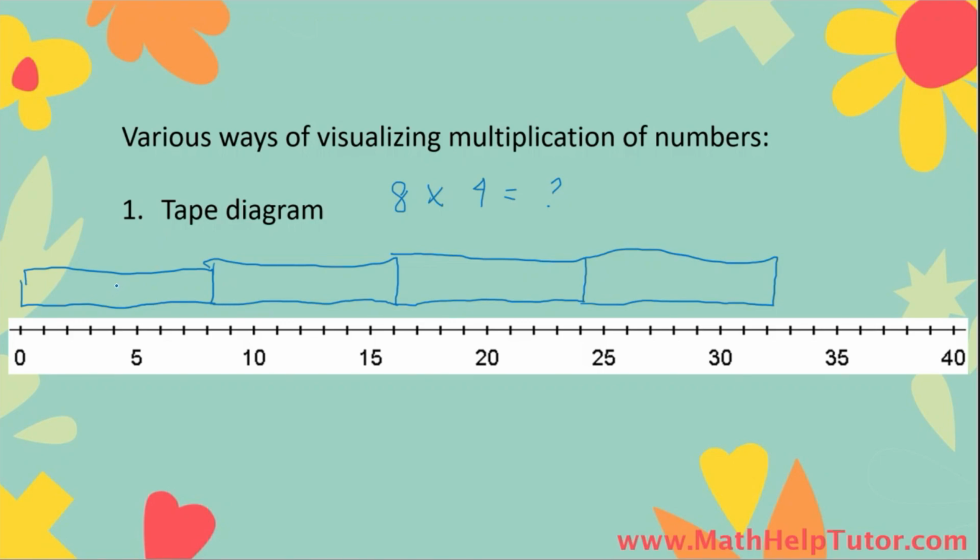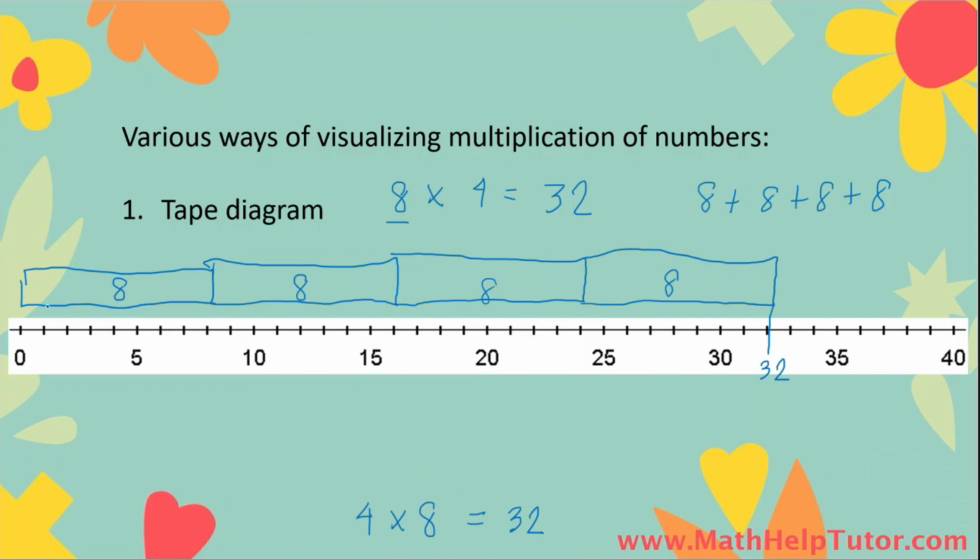So these are strips that are 8 numbers long, and we have 4 of them. That's strips that are 8 numbers long multiplied by 4, or 8 plus 8 plus 8 plus 8. And we can see here that the answer is 32. So 8 times 4 is 32. Now again, it's very interesting to note that 8 times 4 is just the same as 4 times 8. And it's supposed to give us the same answer.